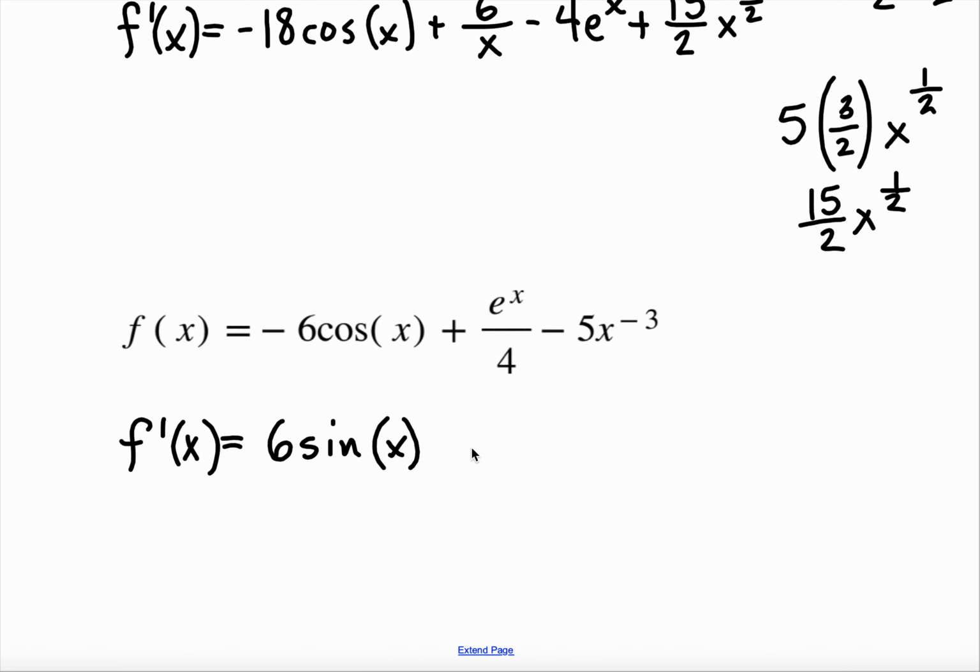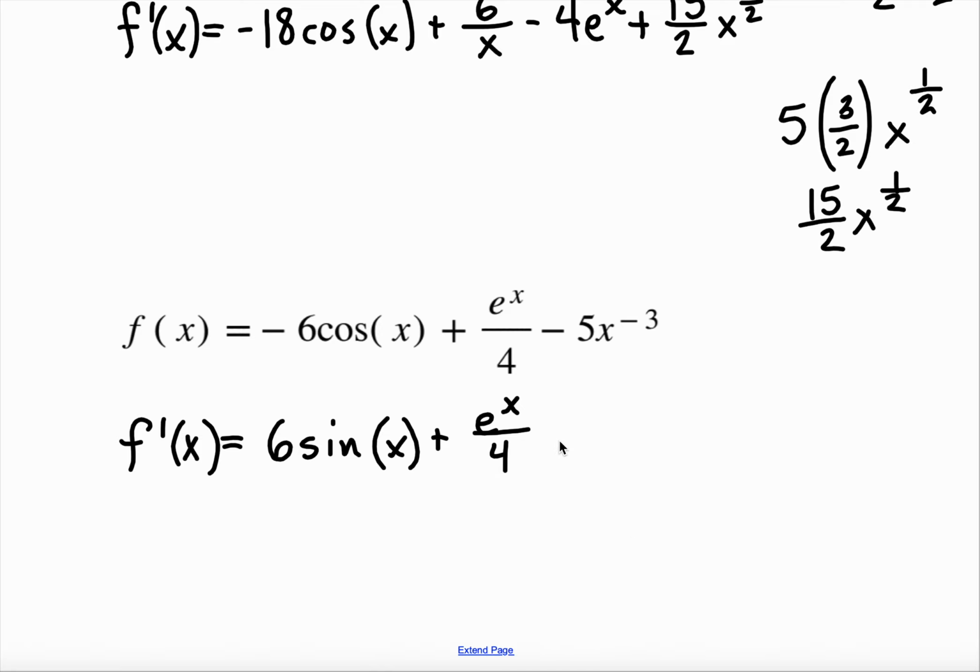Now, here's another one that doesn't change. We could write this a little different, or you could just write it the exact same way, but e to the x over 4 is still going to be e to the x over 4. The only other way you could write this is 1/4 e to the x. That means the exact same thing. I tend to just leave it exactly as it is because it's e to the x.